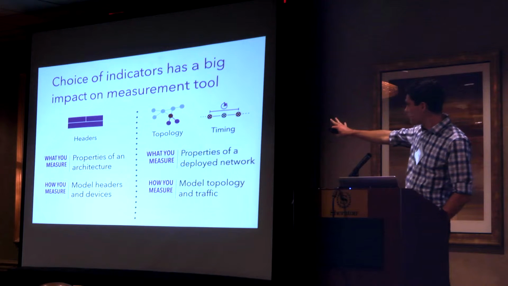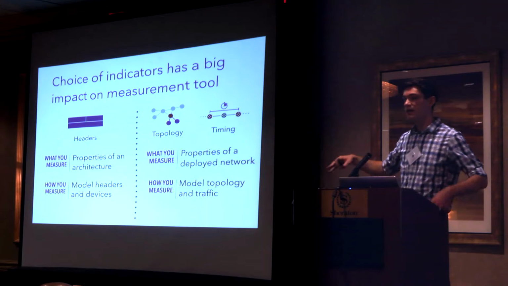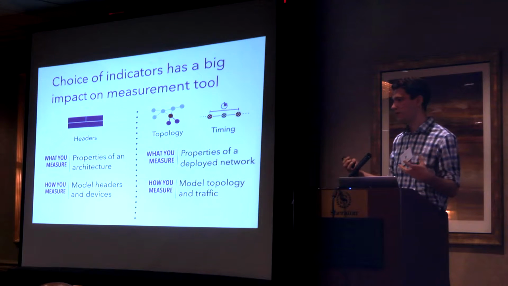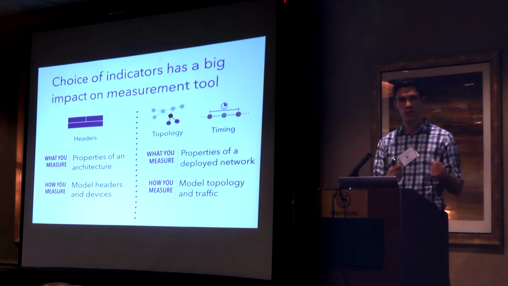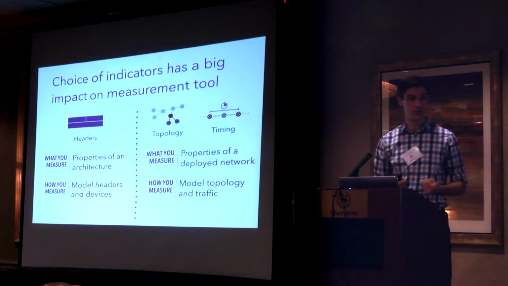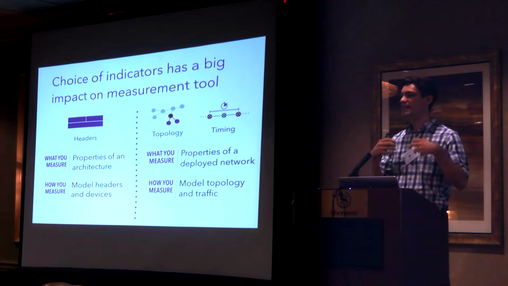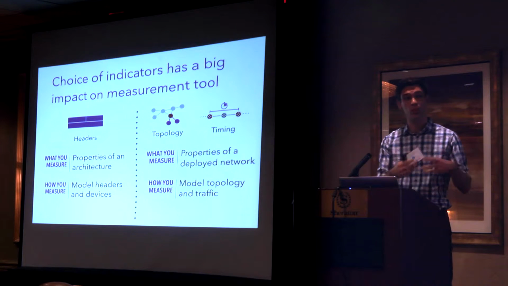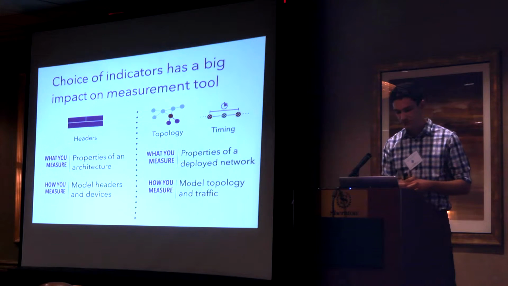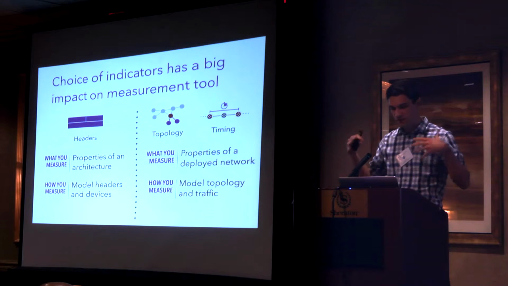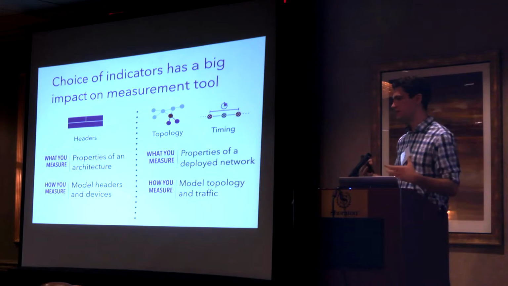Now there's an important difference between headers and the other two, okay? So headers and the way network devices like NATs and firewalls, et cetera, operate on those headers are fundamental to the architecture. They're properties of the design of your network architecture. And the other two, the traffic patterns and topology, are properties of an instance of that architecture, a particular deployed network, okay? So this means that if your tool looks at headers, what you're measuring is sort of the base level of privacy that's intrinsic to your architecture.